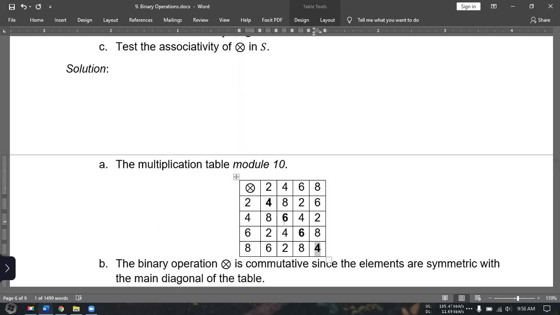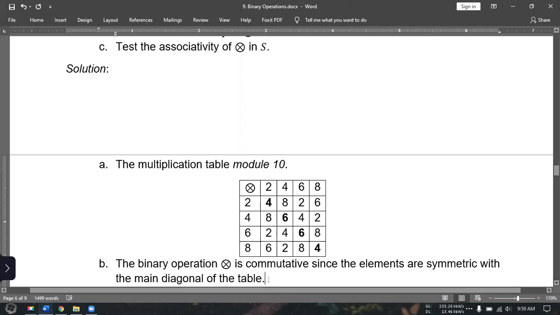Diagonal. Now, are the elements symmetrical with respect to this diagonal? We have 8, 4, 8, 2, 2, and 6, which is true. Same numbers, same values. Therefore, the operation is commutative under multiplication, under the given set modulo 10.